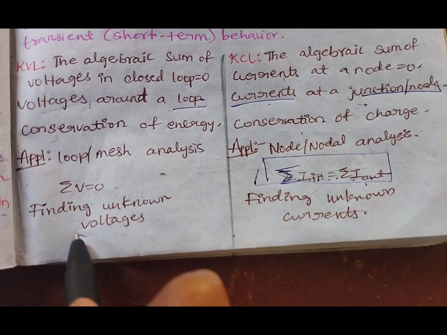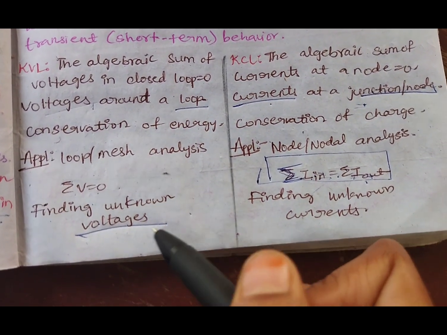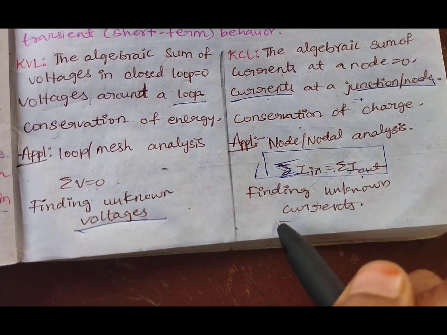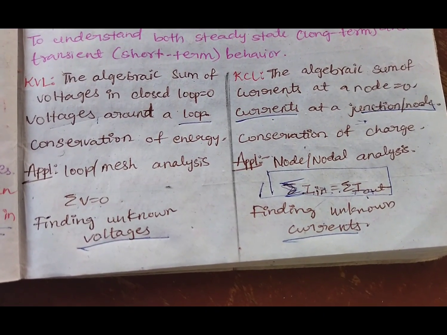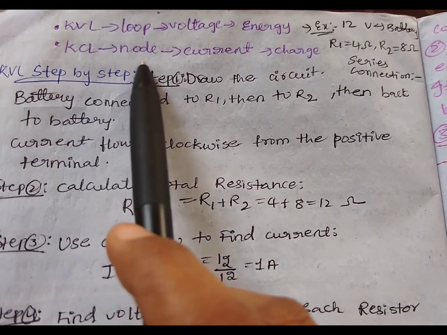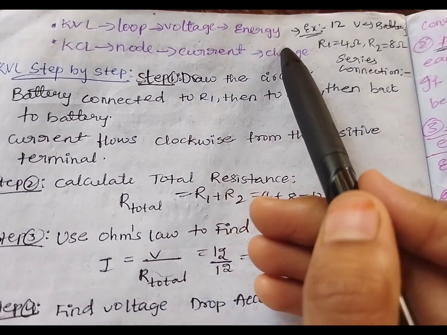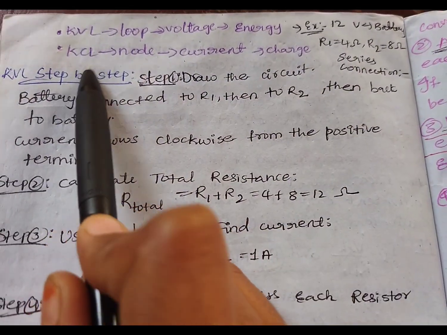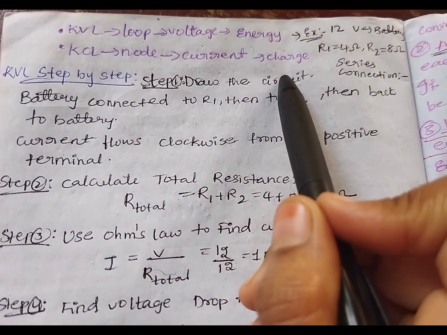It is used for finding unknown values for voltages, and KCL is used for current. These are the differences between KVL and KCL. KVL is applicable for a loop, and for voltage the purpose is energy. KCL is for a node, applicable for current, for charge purposes.